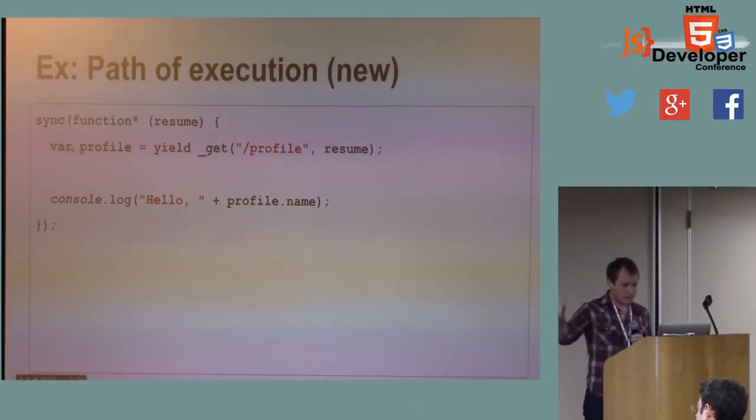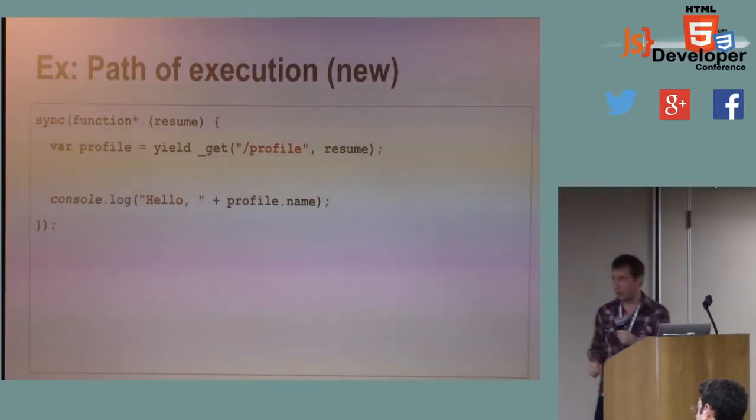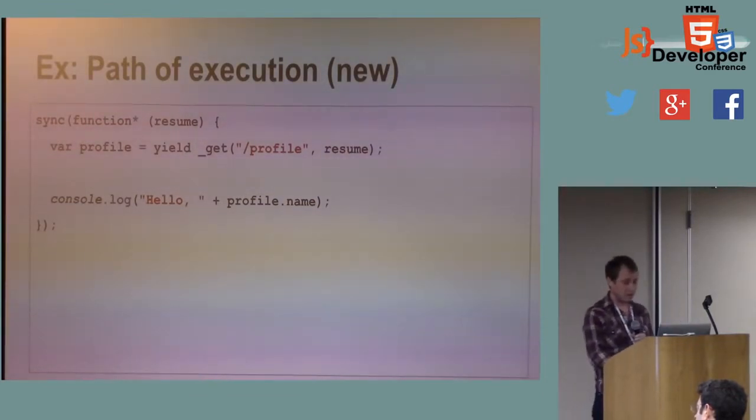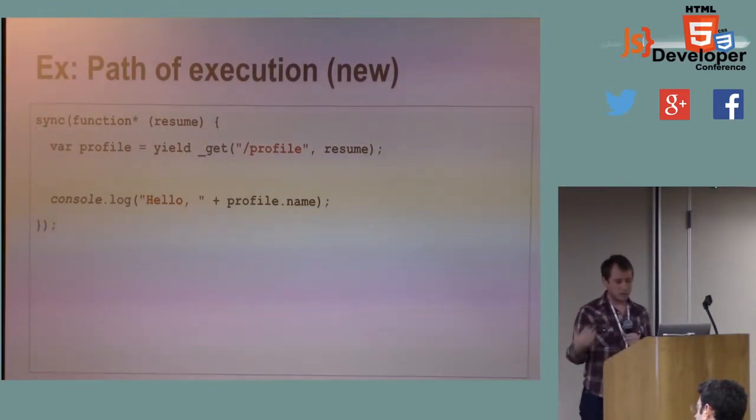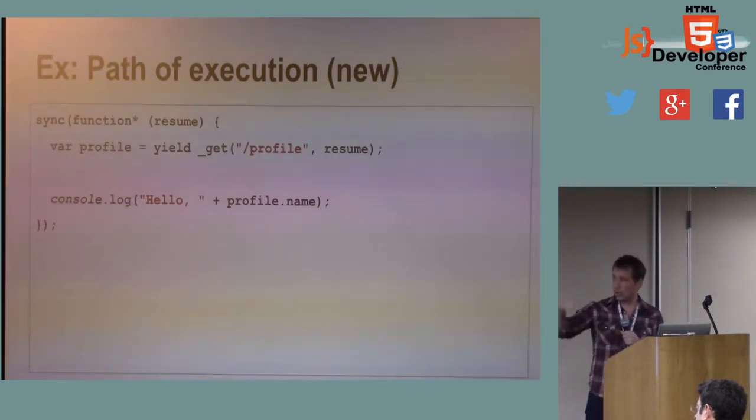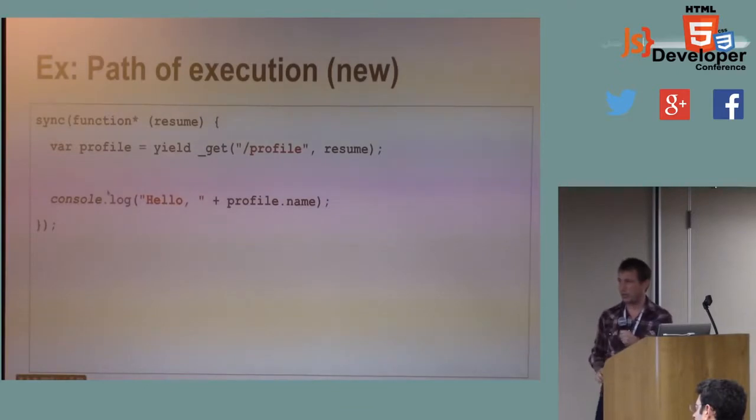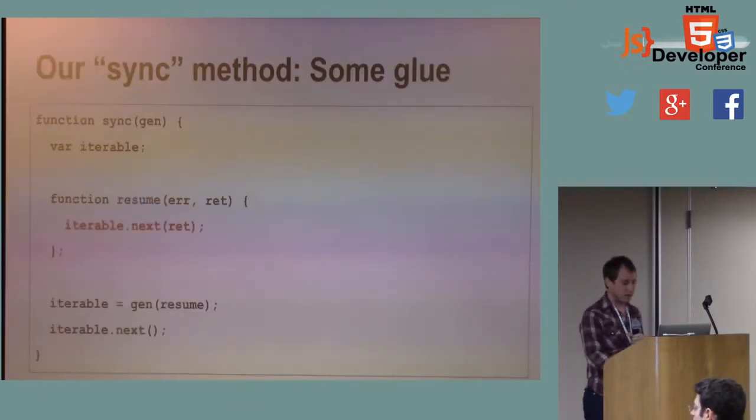Okay, so what's happening here? Sync is being passed an anonymous generator function. So it doesn't have a name, it's just a generator function expression. And that generator function expression is being passed a function that we are passing as the callback to our asynchronous operations. We don't even know what that thing does. We just read the docs and we know that its job is to resume our generator function after we've done some asynchronous thing and suspended.